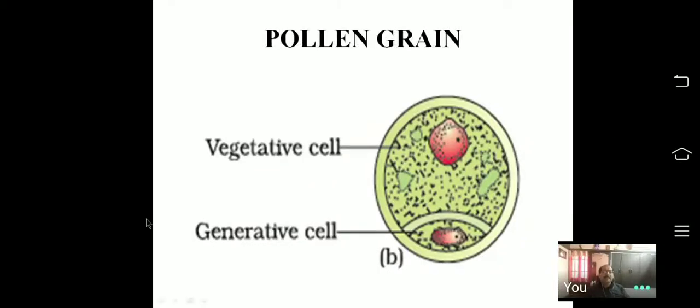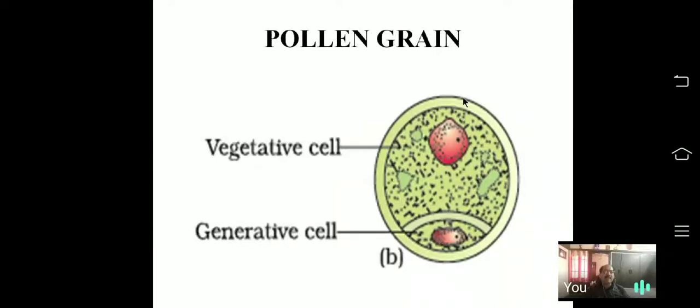Pollen grain is a very small, minute, spherical or oval shaped, microscopic structure, externally covered by two layers. This is the outer layer called the exine. This outer layer exine is made up of a highly resistant chemical substance called sporopollenin.